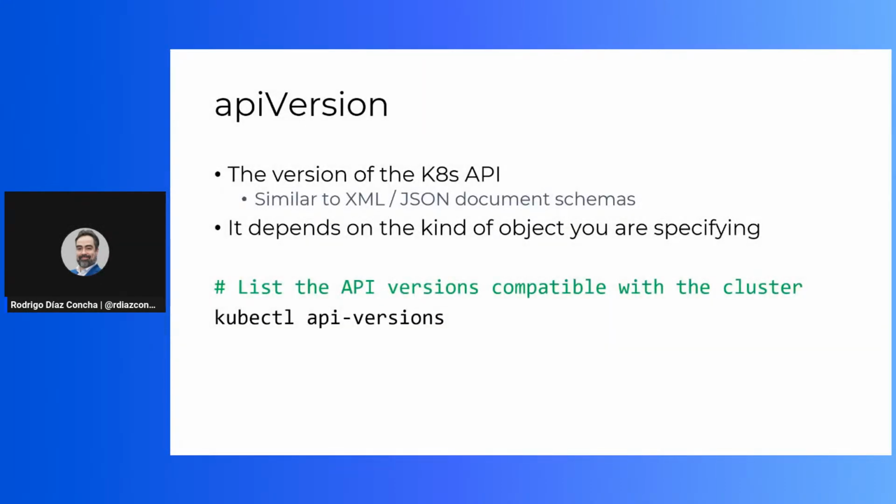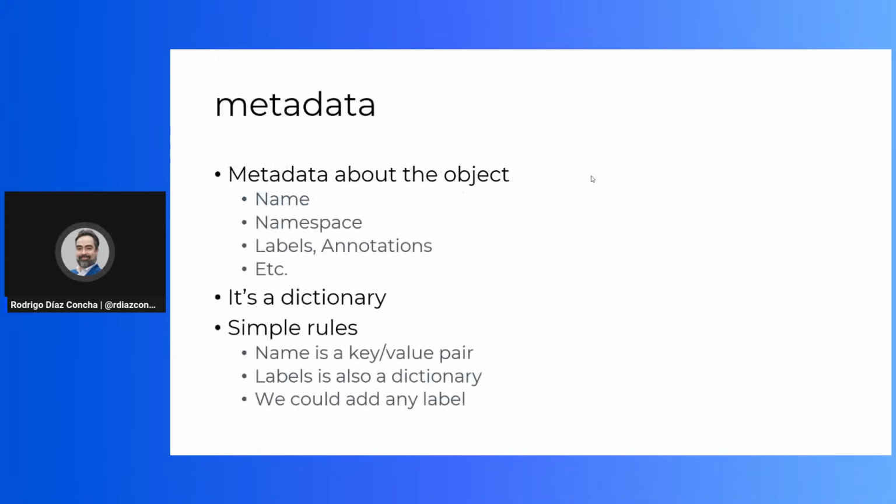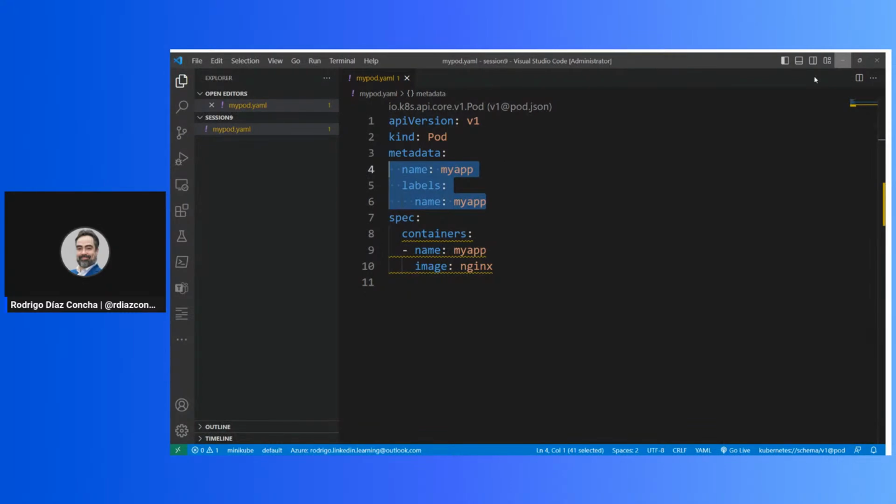API version. Cool. The next one is kind. This is the place where you specify the kind of object that you want to create, such as pod, deployment, service, and so on. Metadata is for specifying, as its name implies, the metadata for your object, such as the name or the namespace, okay? So if I go back to Visual Studio Code, you can see that the metadata field had name and also labels, okay? And there are dozens of different metadata fields that you can use in those objects.